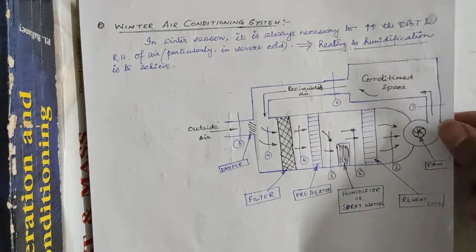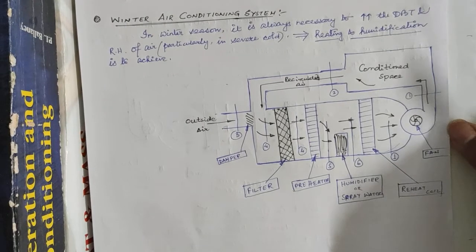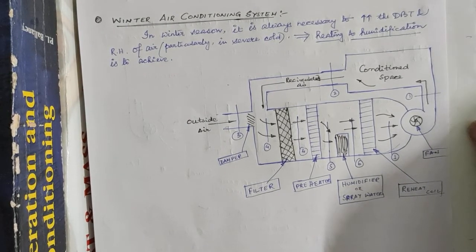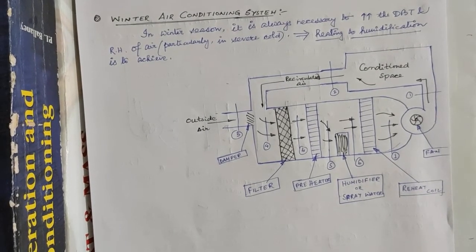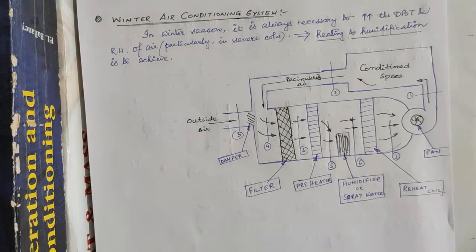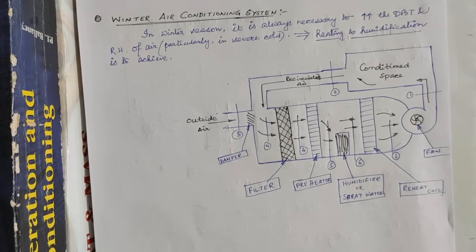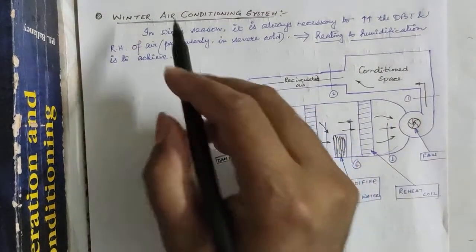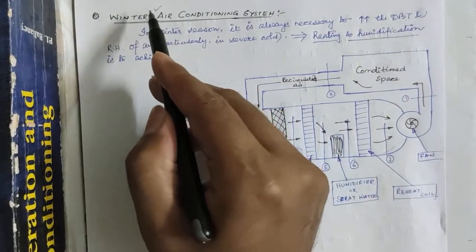Now, in the last class, we have completed our discussion on different air conditioning systems, and we have discussed summer air conditioning. In today's class, we will discuss the winter air conditioning system as well as year-round air conditioning. From the very name of the system, winter air conditioning, we have to adapt this system in the winter season.